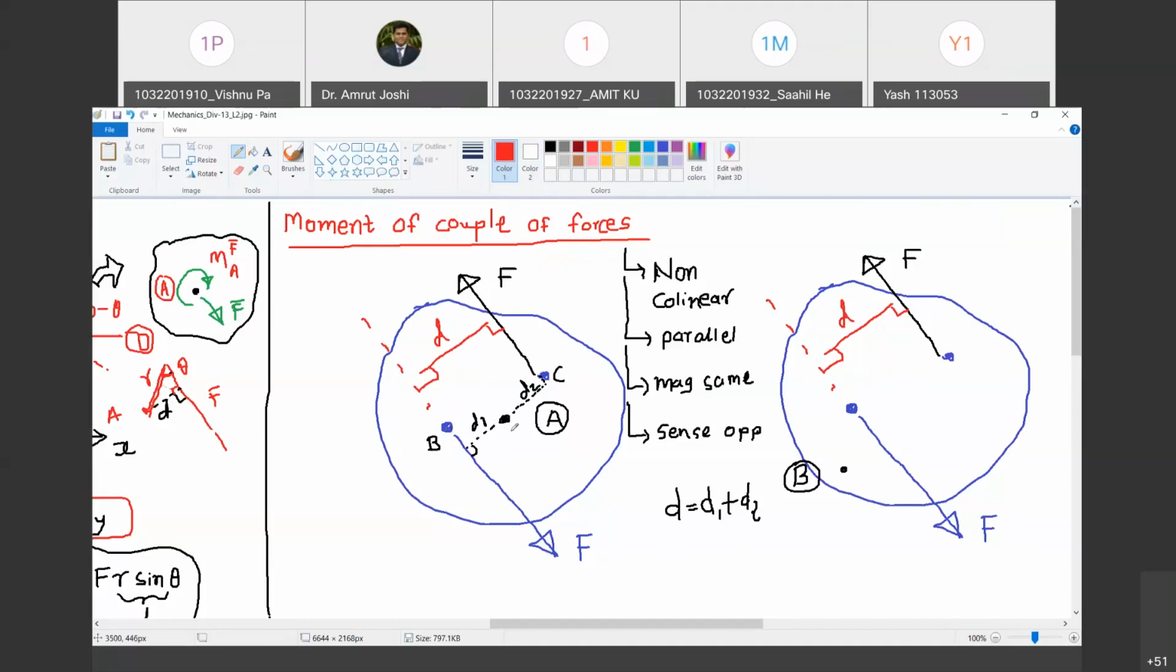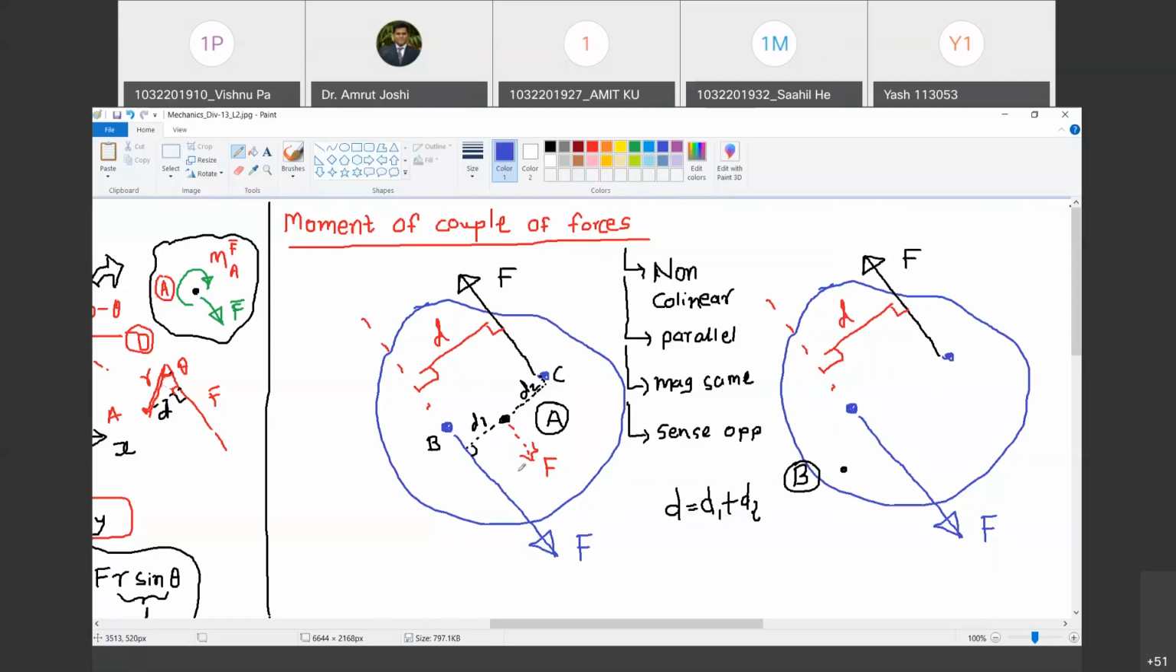It has twofold effects. I have to show F as it is. Do you agree with me? Yes, sir. So I have to show F as it is and I have to show the moment. Do you agree with me? Yes, sir. And what is the moment? It is F into D1 by definition. Happy? Yes, sir.